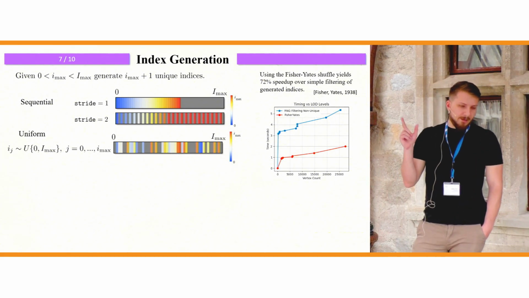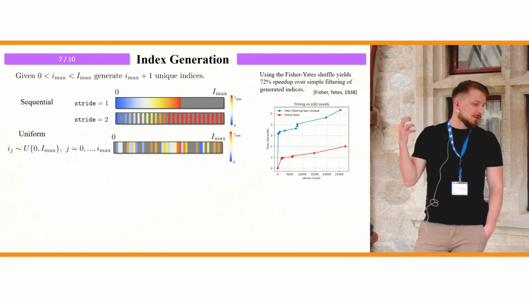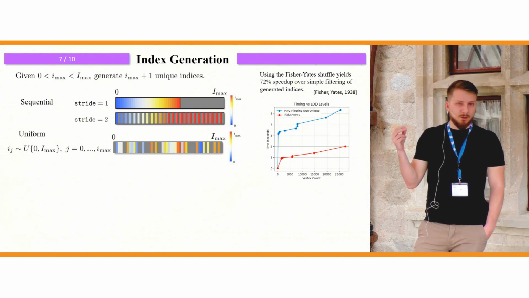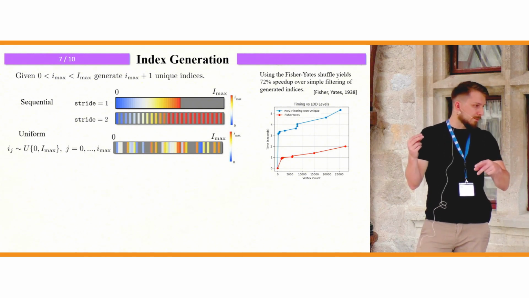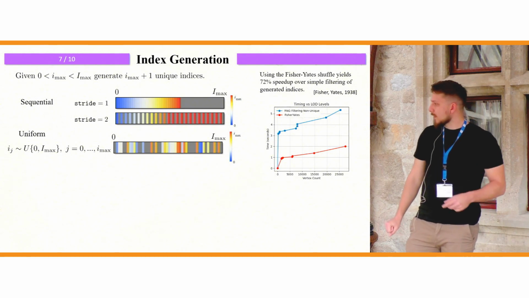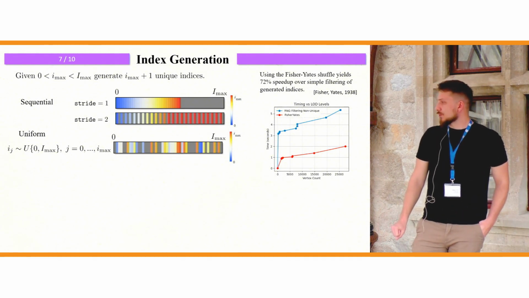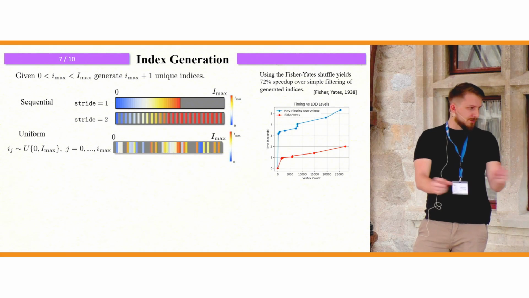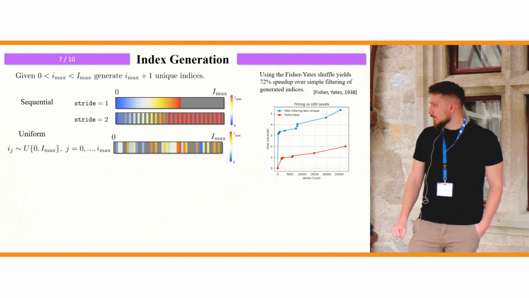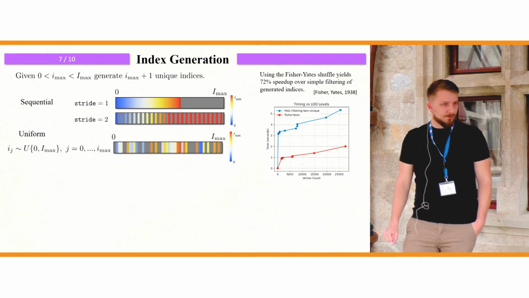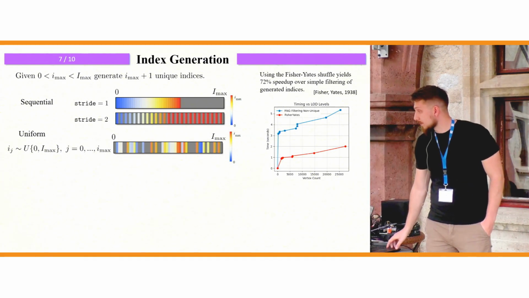The interesting thing that I also had to solve for this is that the generation of unique indices is rather slow if you just randomly generate things and then filter them out if they were already covered. So for that I used the Fisher-Yates shuffle, which computes the permutations and leads to a 72% speed up. So this is an interesting observation.